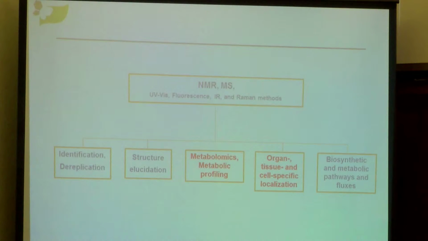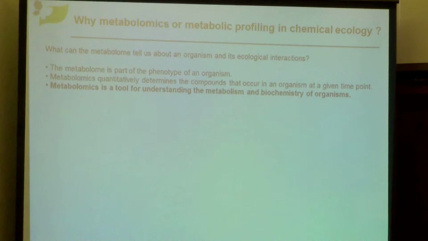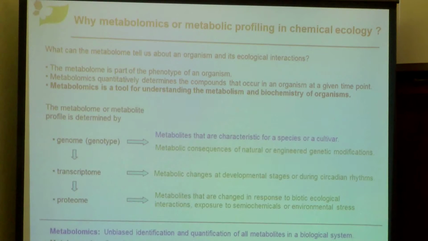So I will not continue to talk about structural elucidation. I will go to some metabolomic studies, or some information about what we are doing in metabolomics. So the question is why metabolomics or metabolic profiling is interesting for chemical ecology. What can it contribute to chemical ecology? Of course, the metabolome is part of the phenotype of an organism, but most important is that metabolomics is a tool for understanding the metabolism and the biochemistry of an organism. And this is the reason why we are doing metabolomics in chemical ecology.